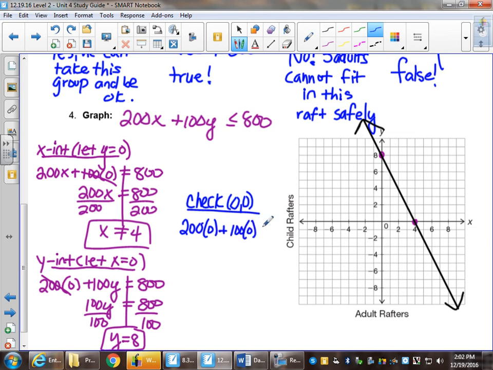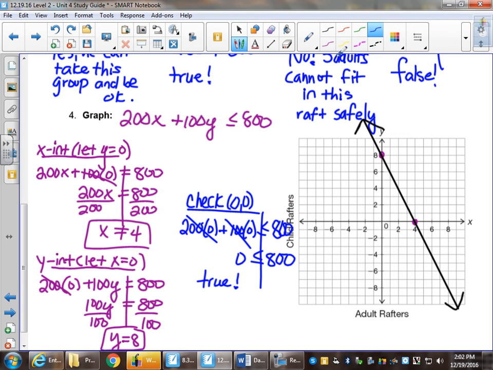It'll be fast. 200 times 0 plus 100 times 0. Now that we're doing a check, the inequality sign comes back. So let's see. That's gone. That's gone. 0 less than or equal to 800. True or false? I hope we all said true. So let me clarify this because this came up in class. When it comes out true, you shade the side 0, 0 is on.